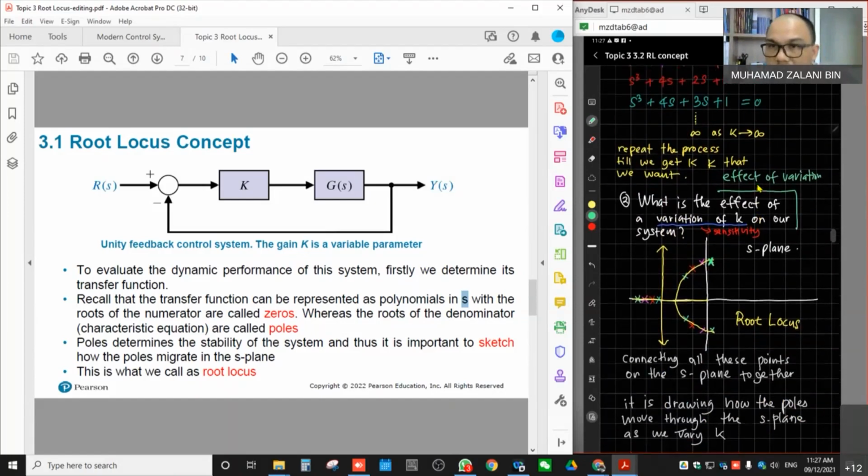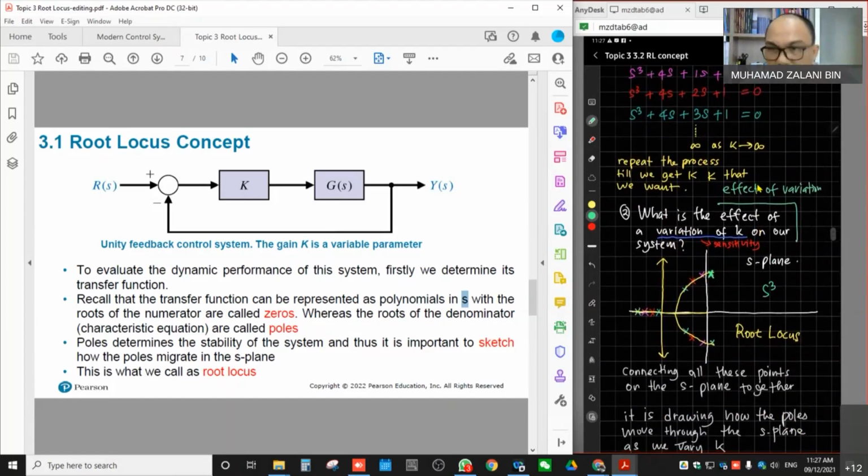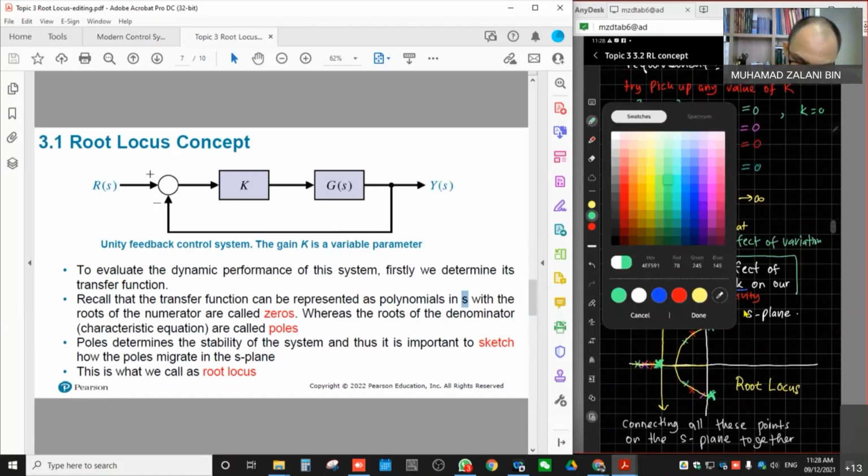This is not quadratic, it is an s cubed equation, which means we have three roots. Let's say I have my first pole here. When K equals 0, I have three roots, three poles here. That is the location of the poles when K equals 0.